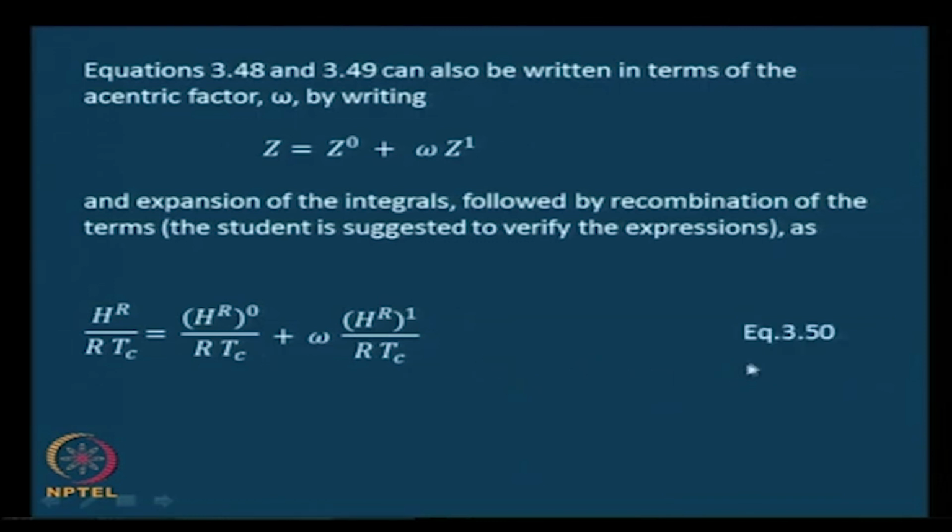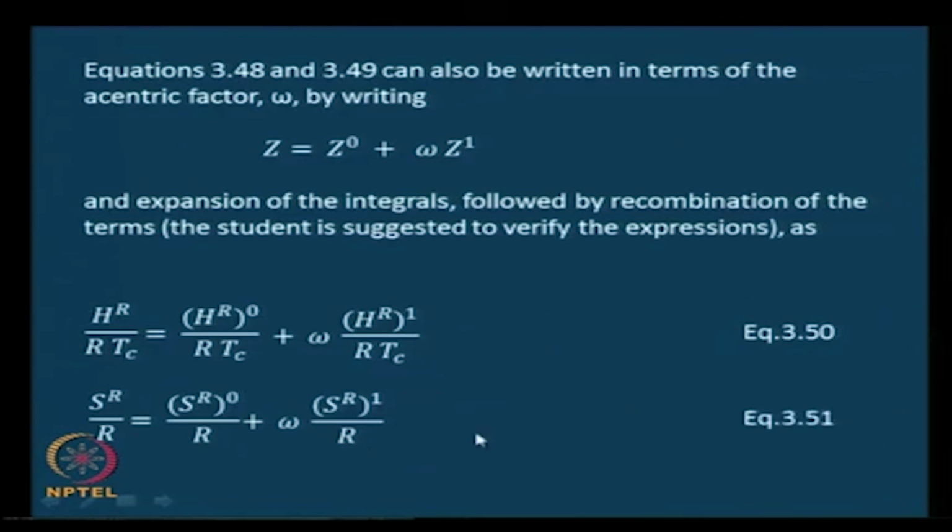We will call this equation 350, and SR by R can be grouped into SR0 by R plus omega times SR1 by R. We will call this equation 351.